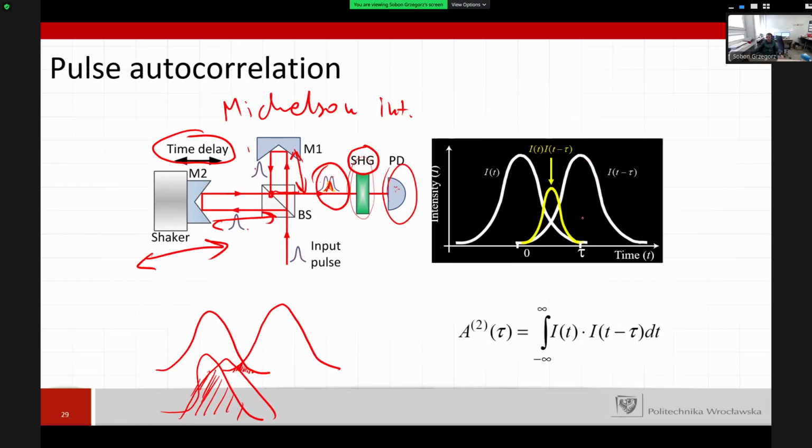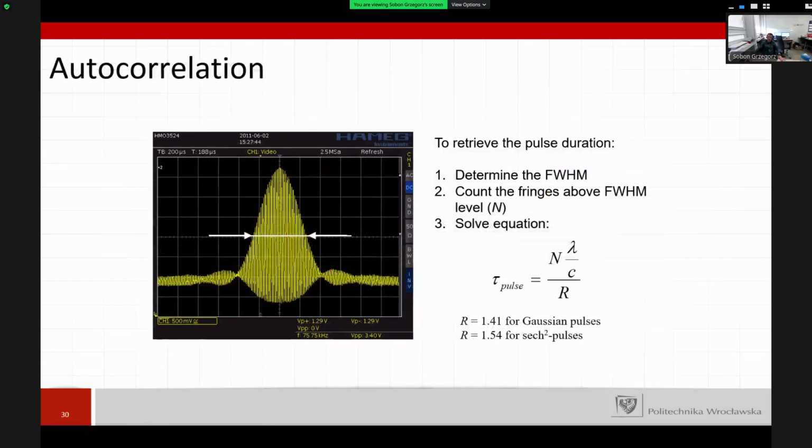Yeah, and this output signal is registered on a time scale of, let's say, milliseconds, because this is given by the translation speed of the shaker. So it doesn't matter whether the pulse durations are 100 or 500 femtoseconds. We can measure it. And the signal that we see on the photodetector from this interference looks like that. So this is a typical autocorrelation signal.